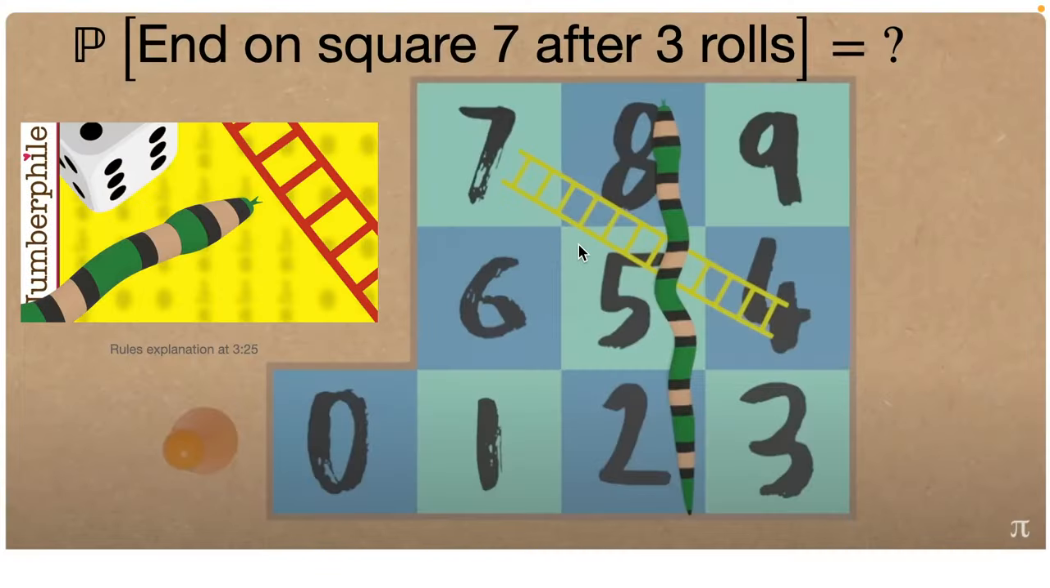I want to answer the question. We're going to roll the dice 3 times. We're going to play 3 rounds of snakes and ladders, and by rounds, I mean 3 rolls of the dice. And we want to know what is the probability after those 3 rolls that you end on square 7. That's what I want you to figure out. This is going to feel like a statistics 101 probability problem. How many ways can you roll 3 dice so that you end up on 7 over here? And I'll give you like 10 minutes to work on it.